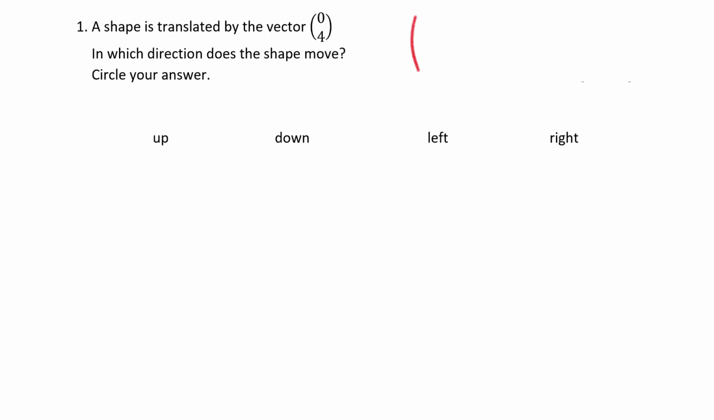Okay, so vectors, column vectors, are always given in the form of x over y, like that. The top number, the 0, is how far it's moved in the x direction, and the bottom number, the y number, is how far it's moved in the y direction. So in this case, we're moving 4 units in the direction of y, so 4 units up and 0 units in the direction of x. So the shape is going to translate upwards.